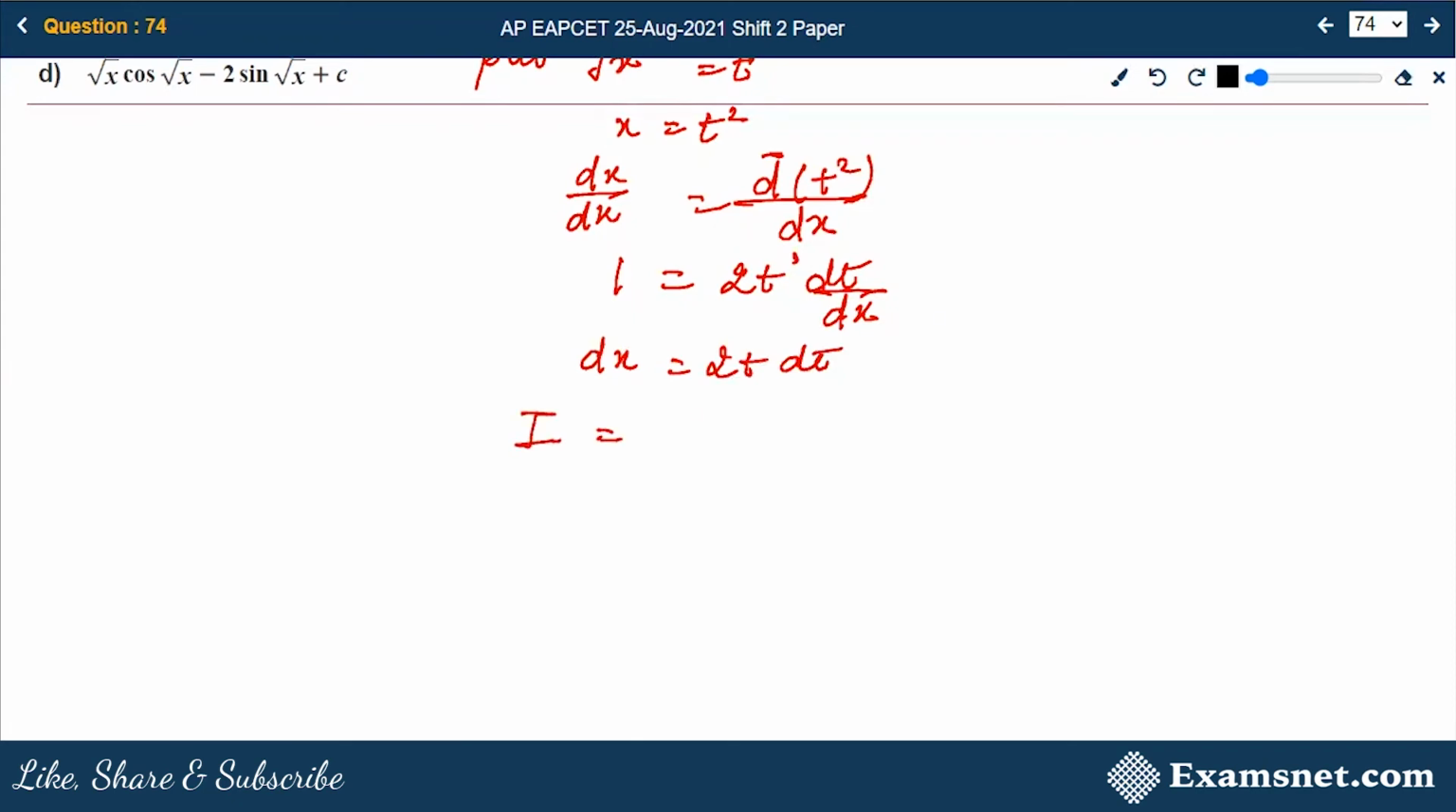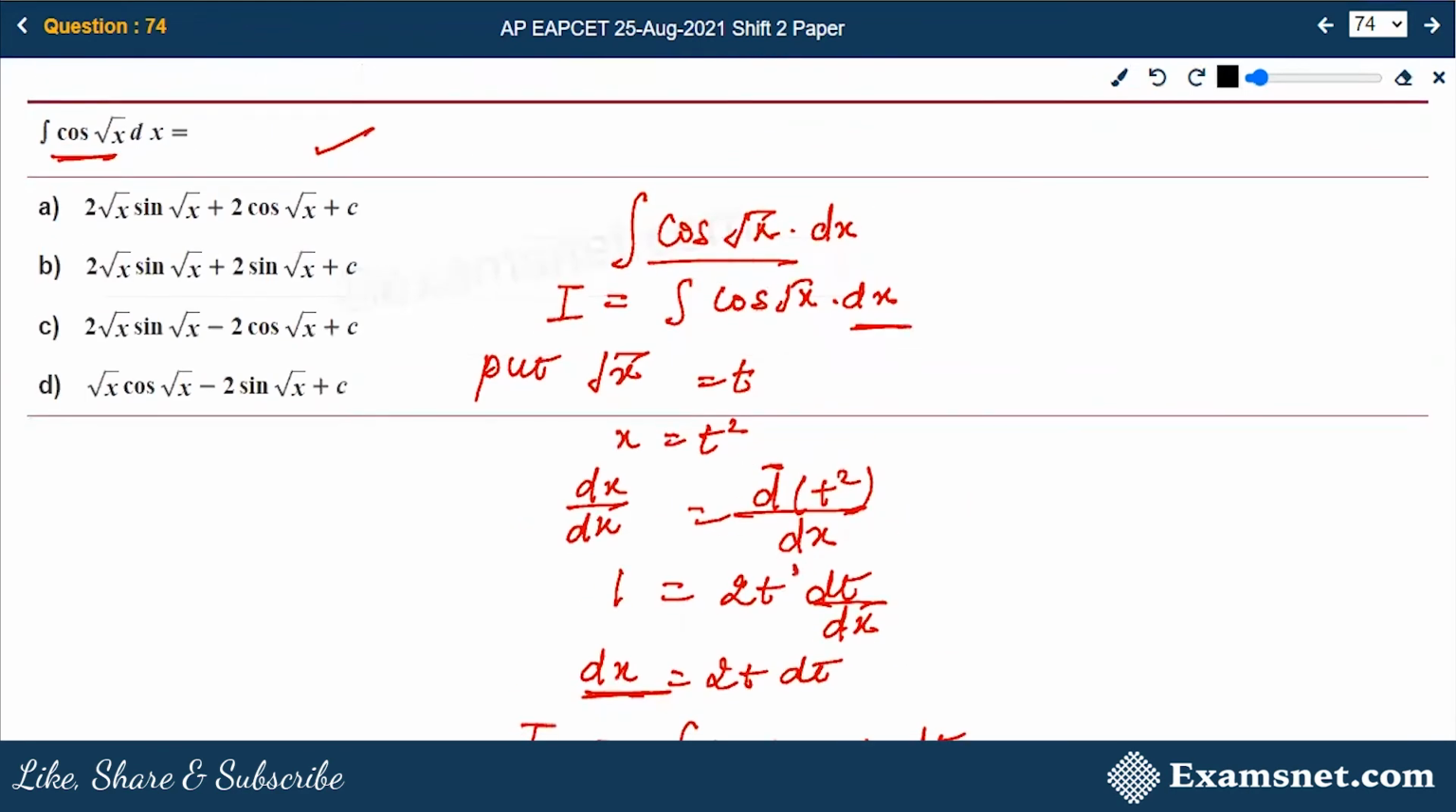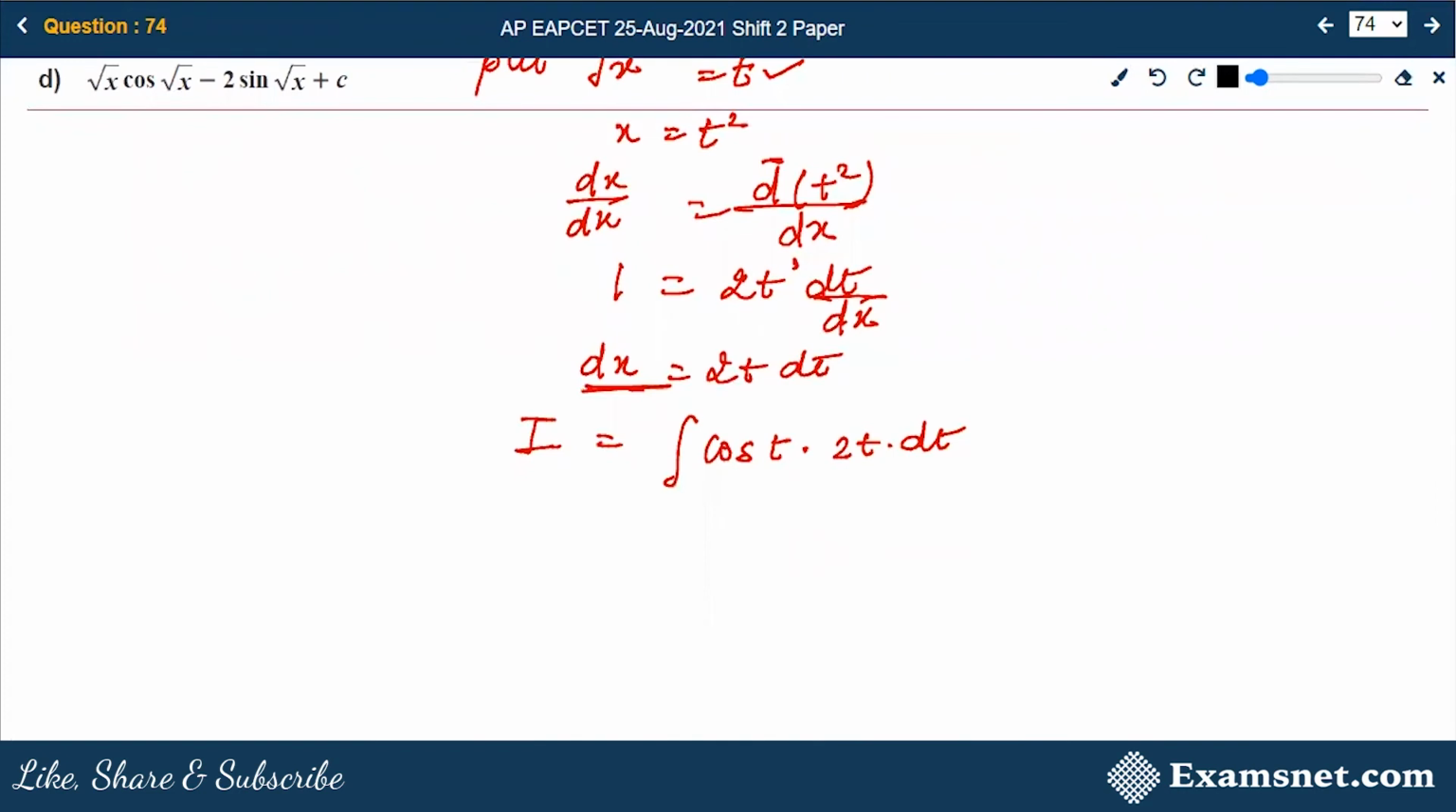Our integral was cos root x dx. Here I have filled in the value of dx, and this under root x was already t. So this will become cos t into 2t dt. That means I'll just take this 2 outside. So this will be of the form 2 times integral of t cos t dt.